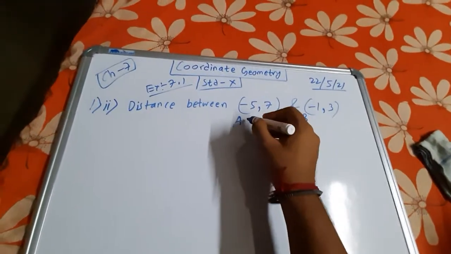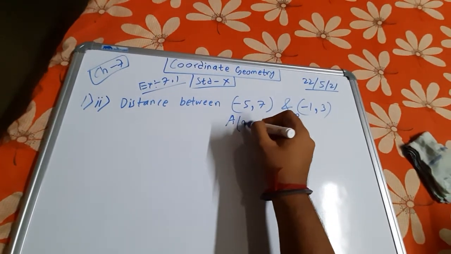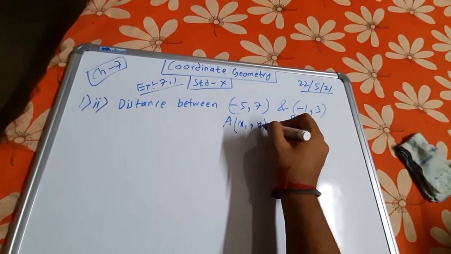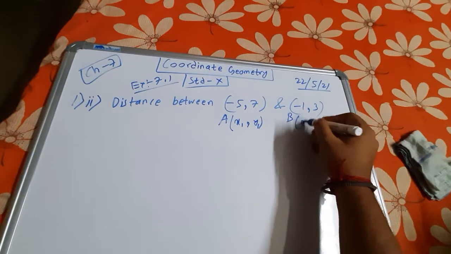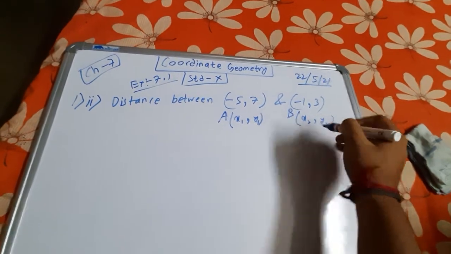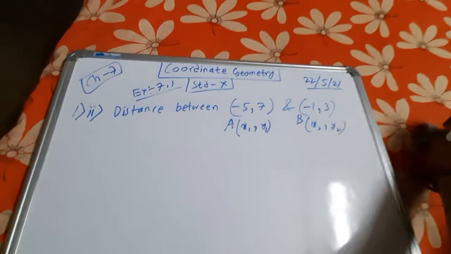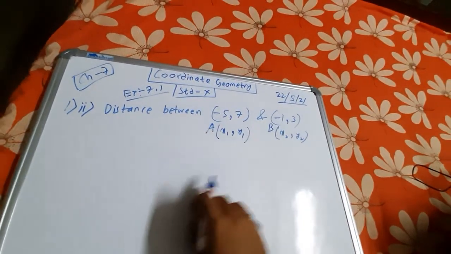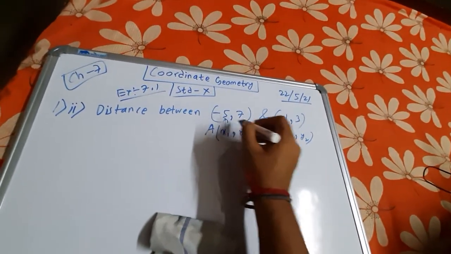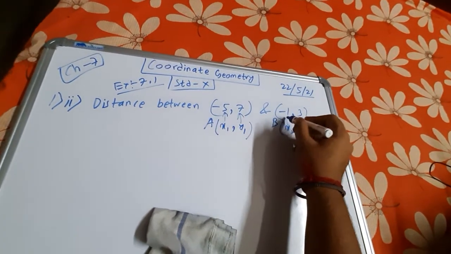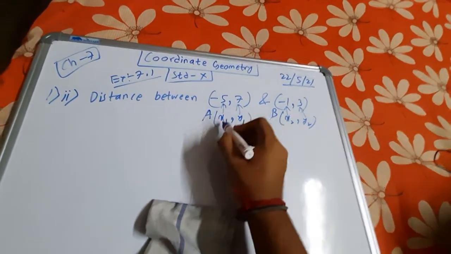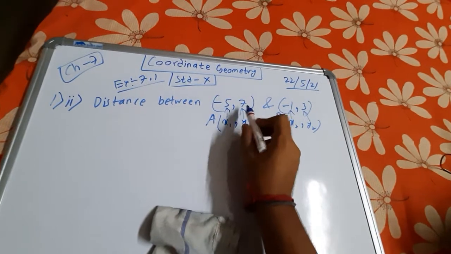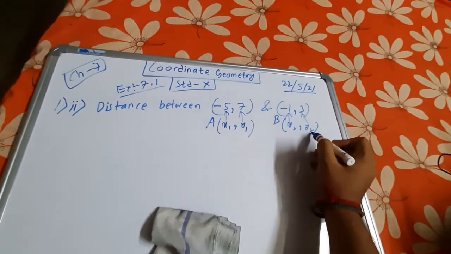Okay, now as we know, what was the A point? A point was actually (x1, y1). Okay, B point was actually (x2, y2). As you can remember, A was (x1, y1) and B was (x2, y2). You remember in the formula? So now you can just put the values in place of these. Okay, see, x1 will be -5, y1 will be 7, x2 will be -1, y2 will be 3.